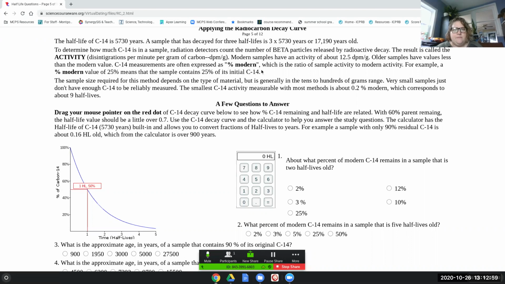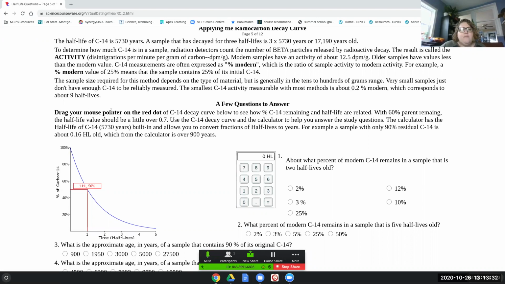of the parent atom. The sample size required for this method depends on the type of material, but is generally in the tens to hundreds of grams range. Very small samples just don't have enough carbon-14 to be reliably measured. The smallest carbon-14 activity measurable with most methods is about 0.2% modern, which corresponds to about 9 half-lives. So we can't use these methods for 10 or more half-lives.